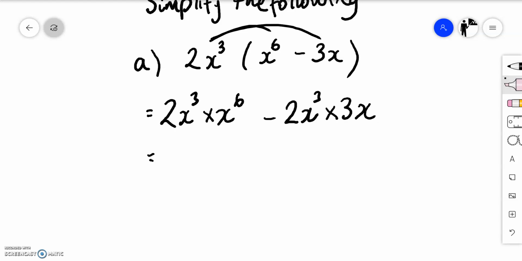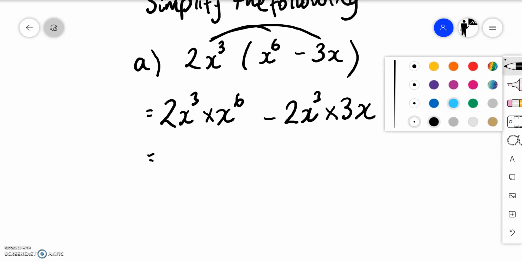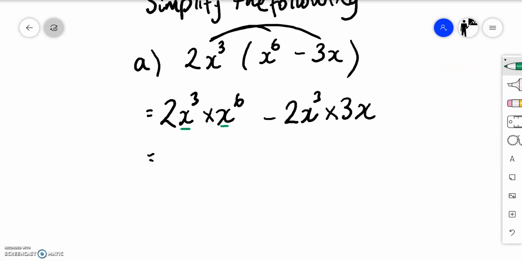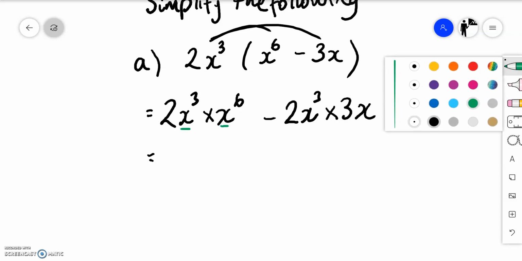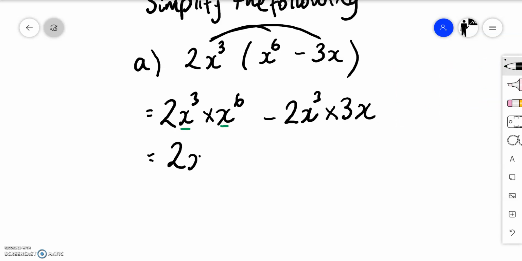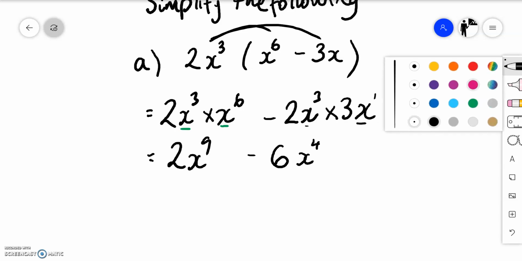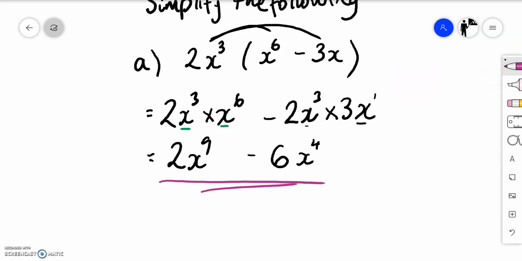Right, let's have a look at what we've got. Well, we've got a power multiplied by a power and the bases are the same. Or sorry, I'm multiplying indices and the bases are the same, so I can add the powers. That's going to become 2x to the power 9. And then here, I've got the same bases once again. I'm multiplying, so I can add the powers. This is going to become 6x to the power 4. There's a wee hidden power 1 there. So that's my final answer. I can't simplify this any further.